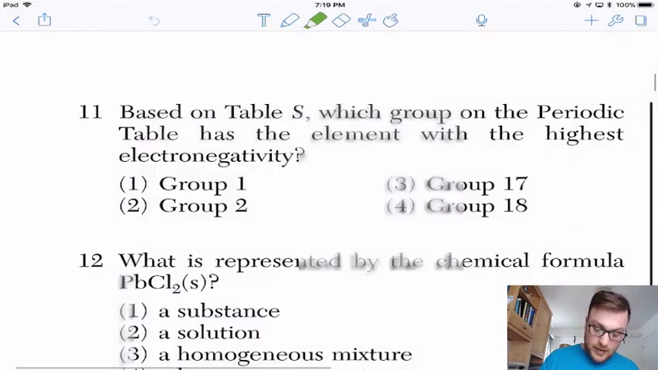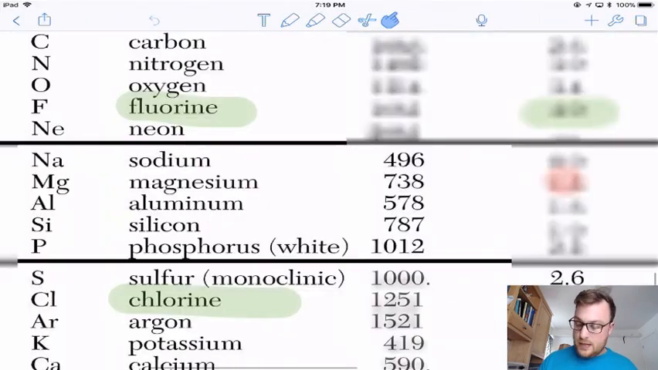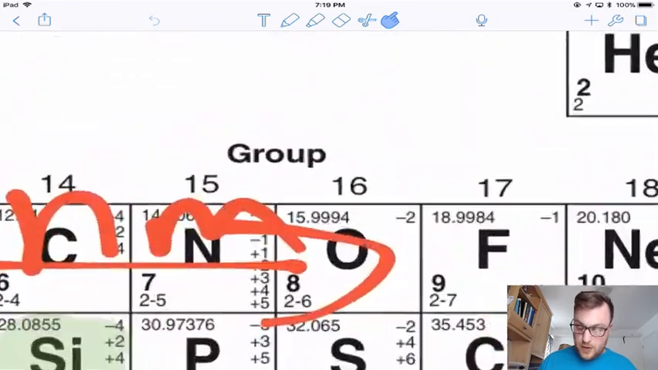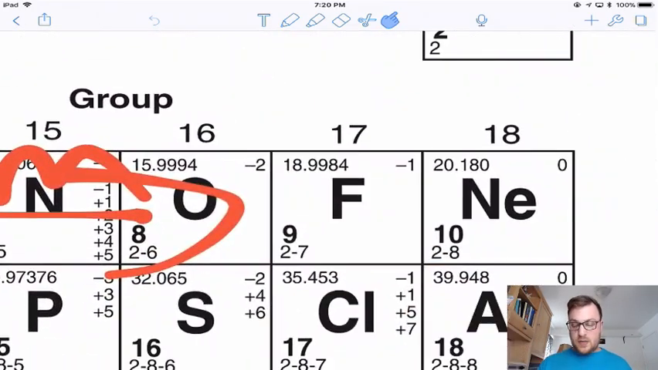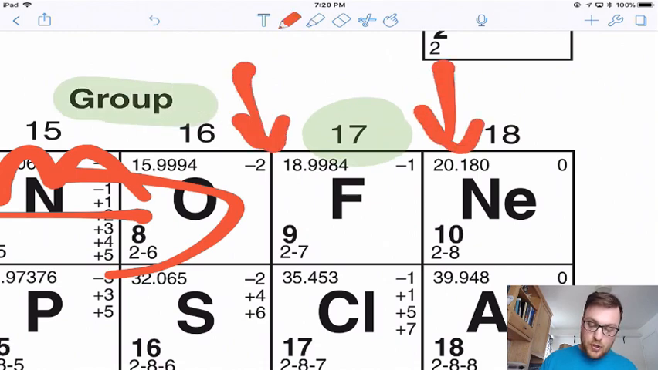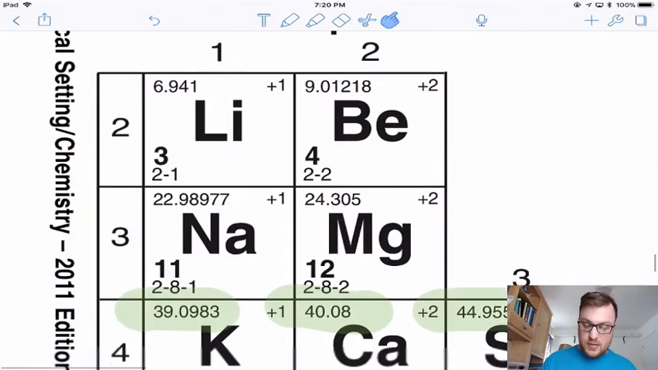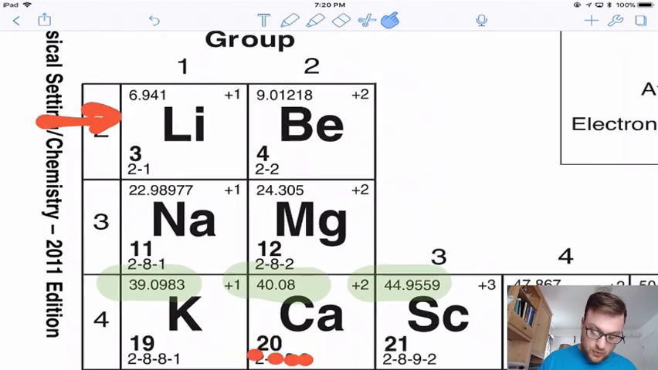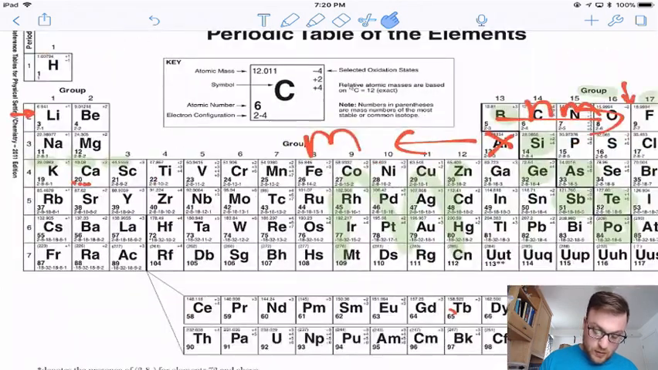Sorry, I didn't mean to back out of there. Let's scroll up to the periodic table. What group is fluorine in? Fluorine is in group 17. So, the groups are the ones that go up and down. The periods are the ones that go left and right. Periods, they're also labeled on there for you. Here's group.